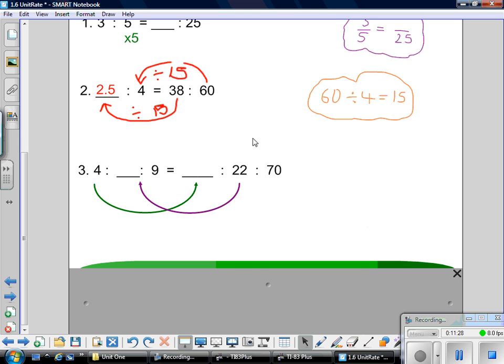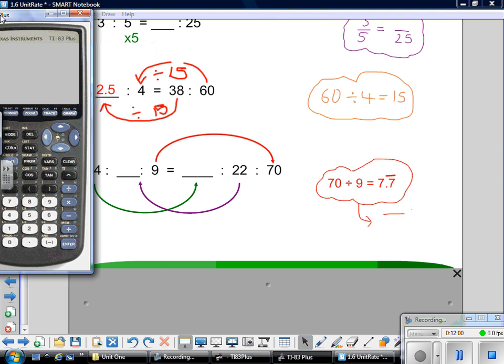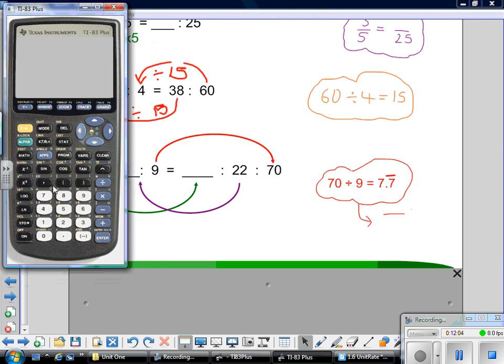Now, the last numbers in this proportion, in the ratio on both sides, I can see a relationship here. So if I have 9, what do I have to multiply to get 70? Or if I have 70, what do I have to do to get 9? It's that same kind of relationship that we've talked about before. So I'm going to take 70, divide it by 9, and I think what I get there is 7.7 repeated. So let's pull up our calculator again. 70 divided by 9 equals 7.7, you can see, repeated.